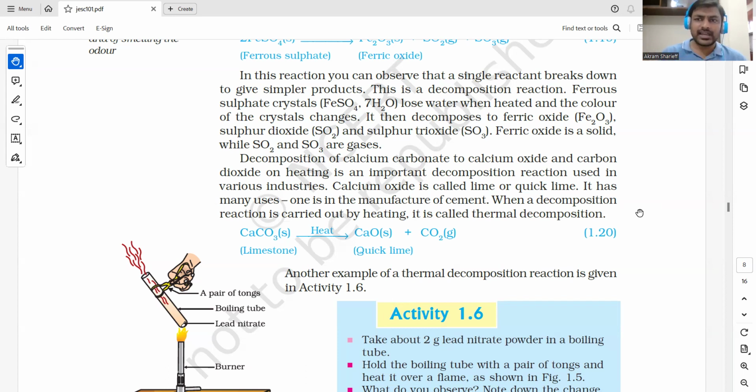So what form of energy can I give? I can give energy in the form of heat, I can give energy in the form of light, I can give energy in the form of electricity. So these kinds of reactions have been classified in three different ways.